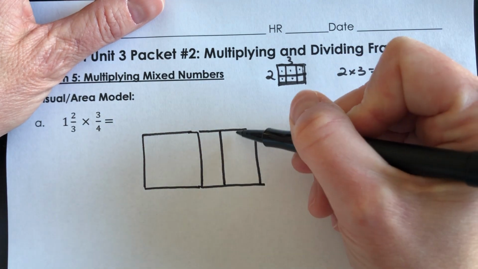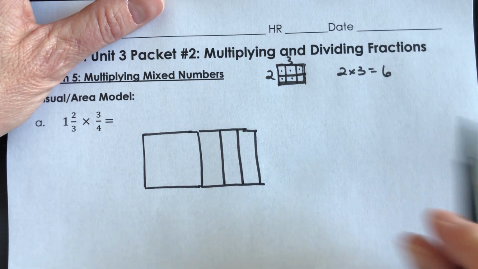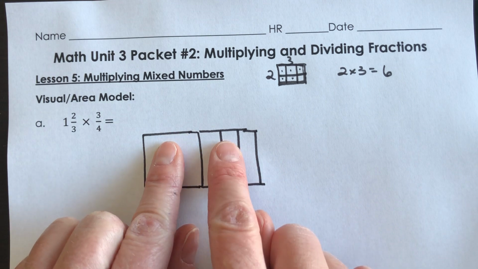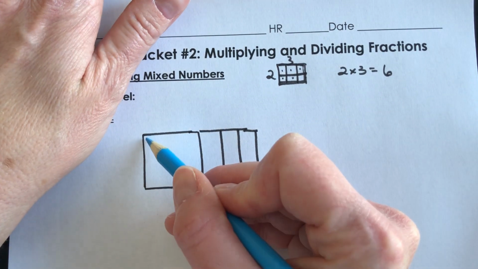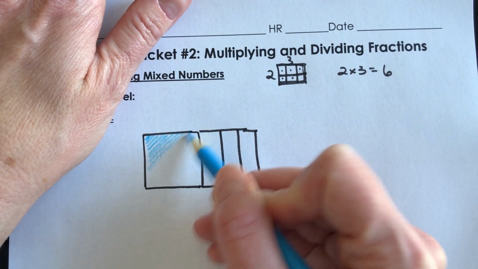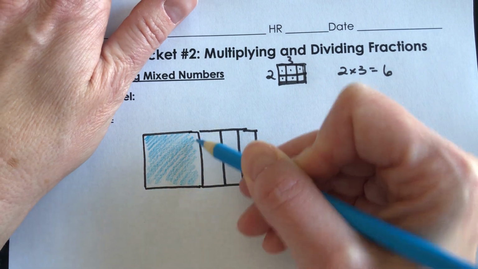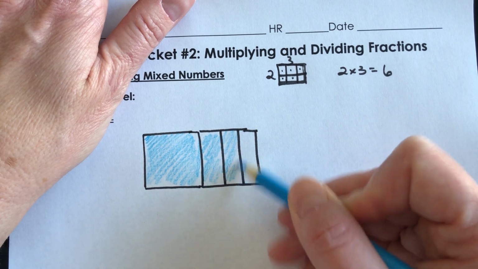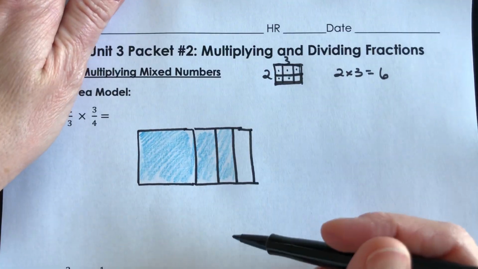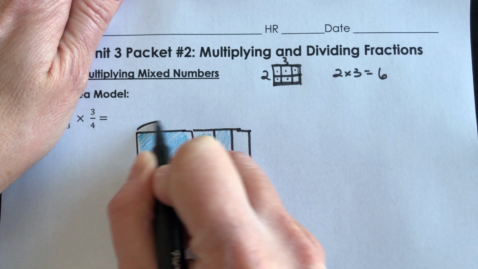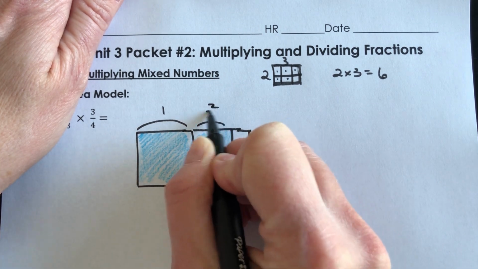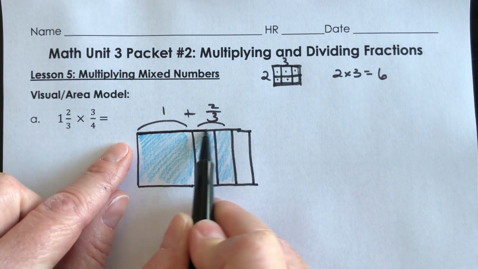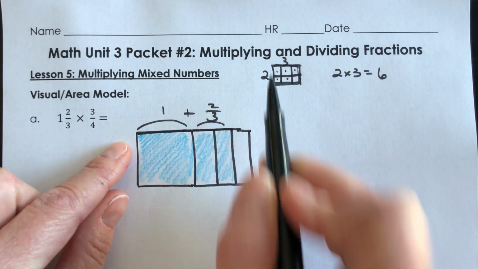So I'm going to draw my lines, and now I'm going to shade in 1 2/3. So this is 1 whole, this is 1 whole, but I only need 2/3 of this one. So I'm going to shade this one in blue. Why not? You shade it whatever color you want. So here's the 1 whole, and then I need 2/3 of another. Okay? So from here to here, this is 1, and this is 2/3. And together, they make 1 2/3. So far I have 1 2/3 going across, kind of like I had my 3 there.